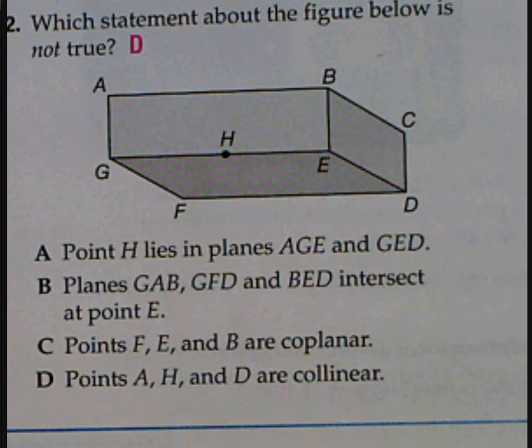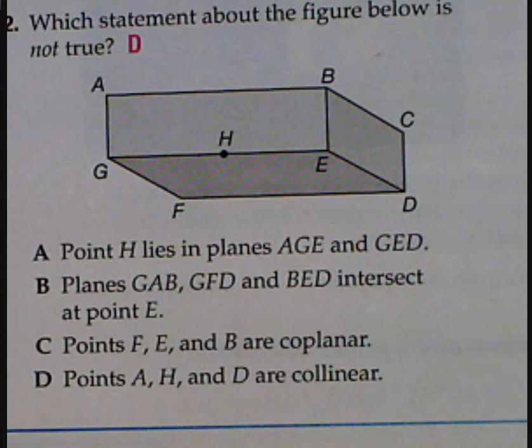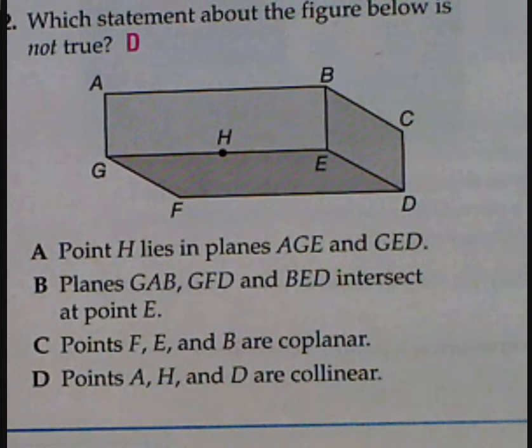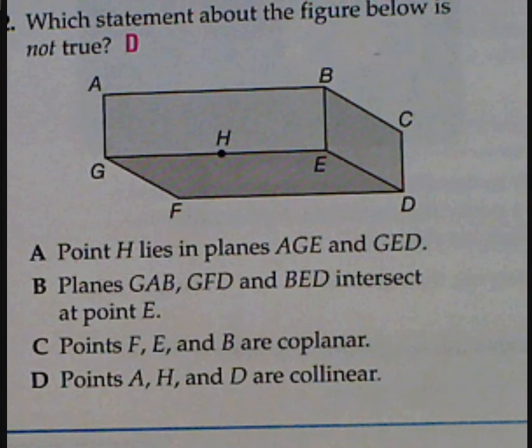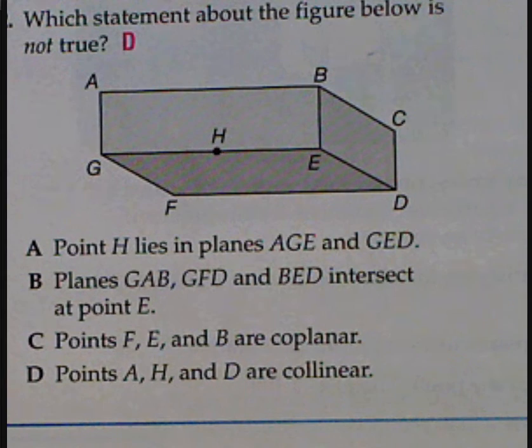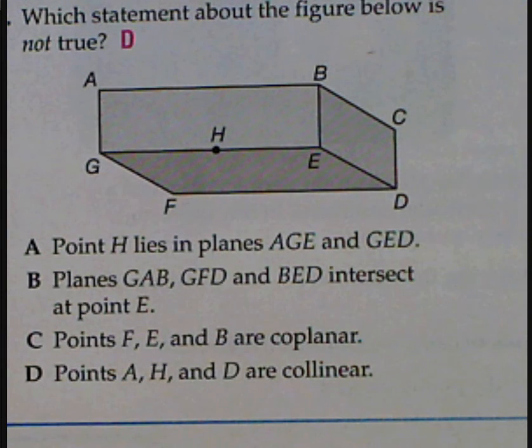Which is weird because there's no way F, E, and B are on the same plane. So I guess there are 2 statements that are false because C is not true either. I think that's a mistake in the book. FEB is not coplanar either. That's impossible. So our answer would be C and D.